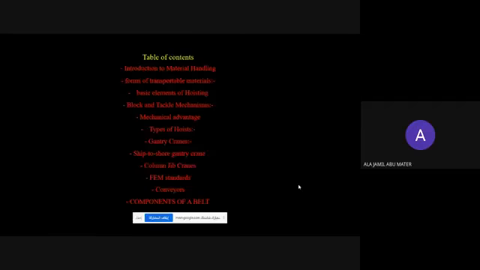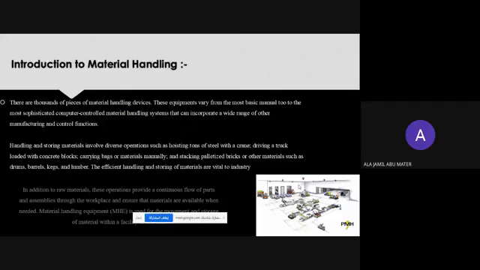Today I will talk about hoisting and conveying machines. This is the table of contents. I will start with the introduction. There are thousands of pieces of material handling devices. The master takes computer control of the system that can incorporate a wide range of manufacturing and production.